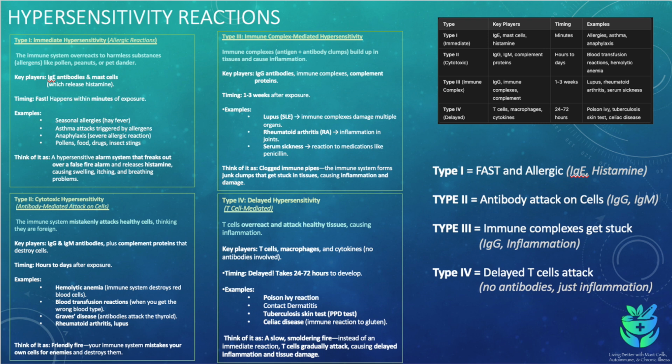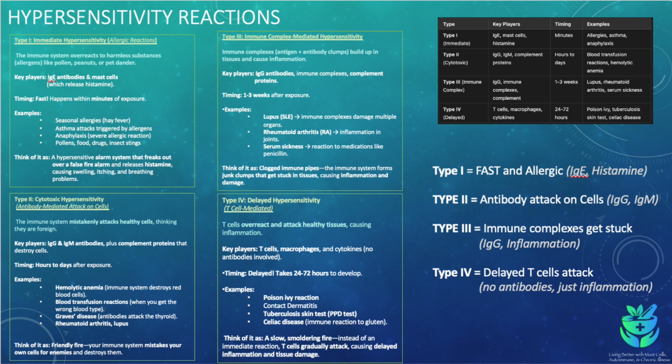Alright, now that we have finished all of the immune system cells, we need to look at hypersensitivity reactions. There are four main types of hypersensitivity. Type 1 is fast and allergic, and that is usually IgE and histamine. Type 2 is antibody attack on cells, which is IgG for infections and IgM. Type 3 is immune complexes get stuck, and this is again IgG, and this deals with infection and inflammation. And type 4 is delayed T cells attack. So there are no antibodies, just inflammation.